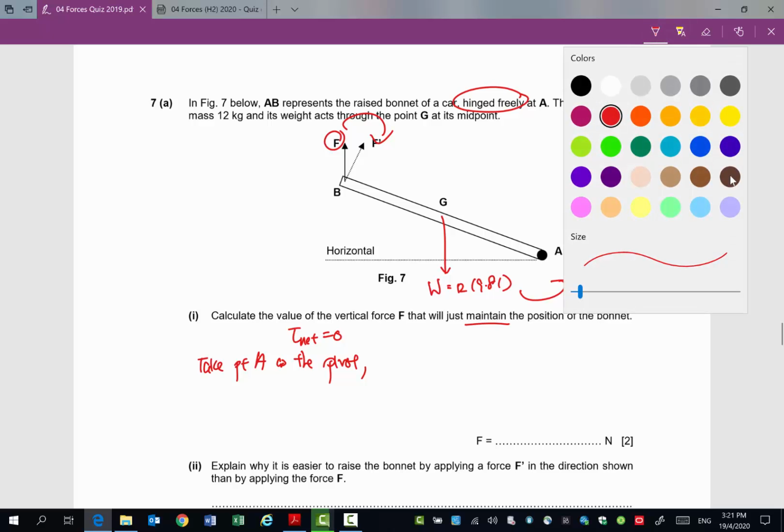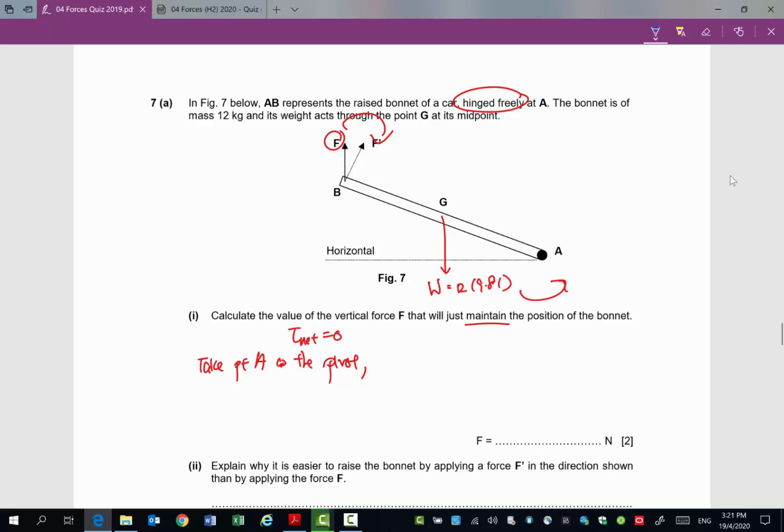The perpendicular distance of each force to the pivot itself will be, let us extend the line of action of F, and this will be the perpendicular distance of F to A, and then for the weight to A, this will be the perpendicular distance. But in order to represent the perpendicular distance, we will need the length of the whole bonnet. So let's call that L, okay? And then we also do not know the angle. Let's call it theta, okay? But it is not important to actually solve for L and theta because once I start calculating about the pivot, both L and theta can be cancelled off, okay?